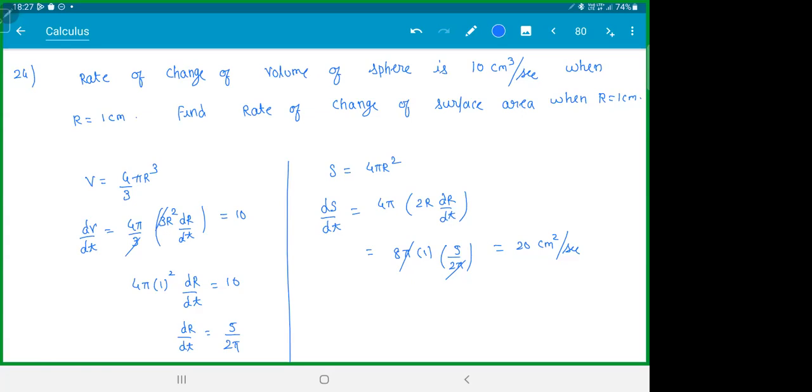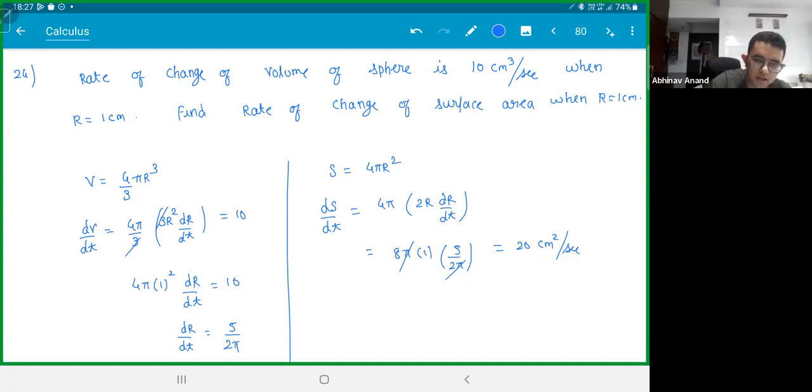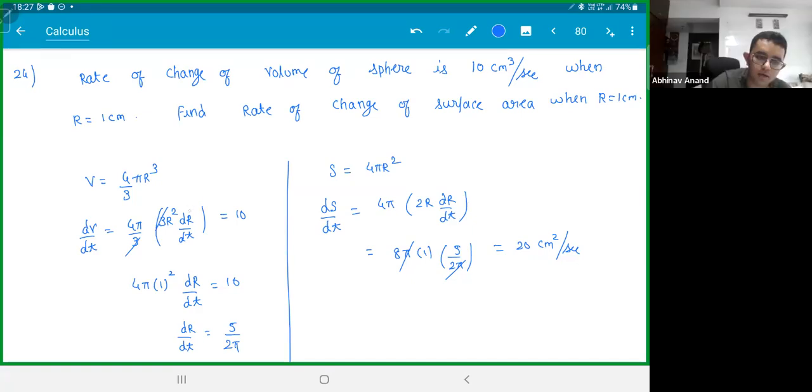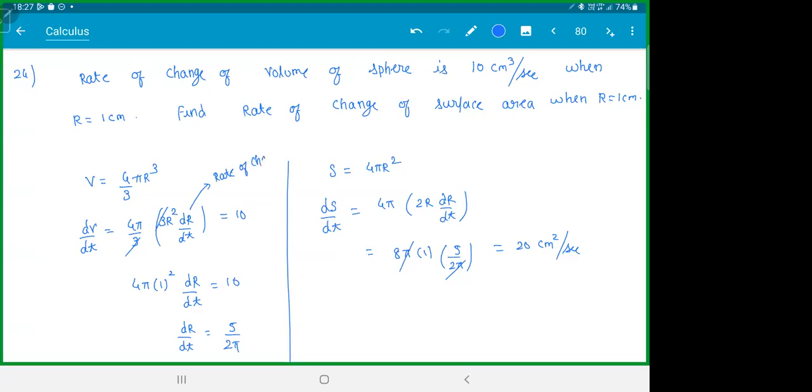Clear? Any doubts on this? Over here, what is dr by dt in the first dr by dt case? Rate of change of radius. Yes, dr by dt is the rate of change of radius. That is not given. That is what we are trying to find actually. Easy? All got this?